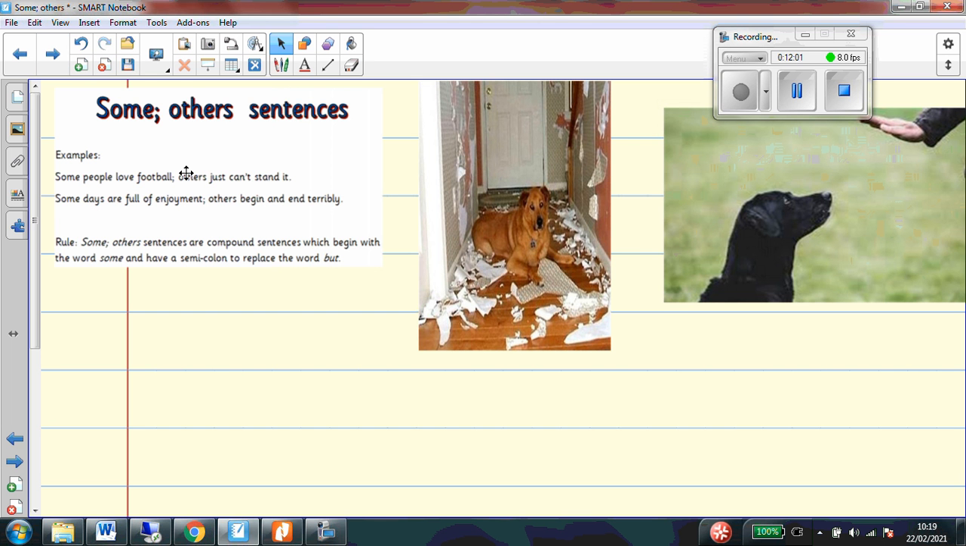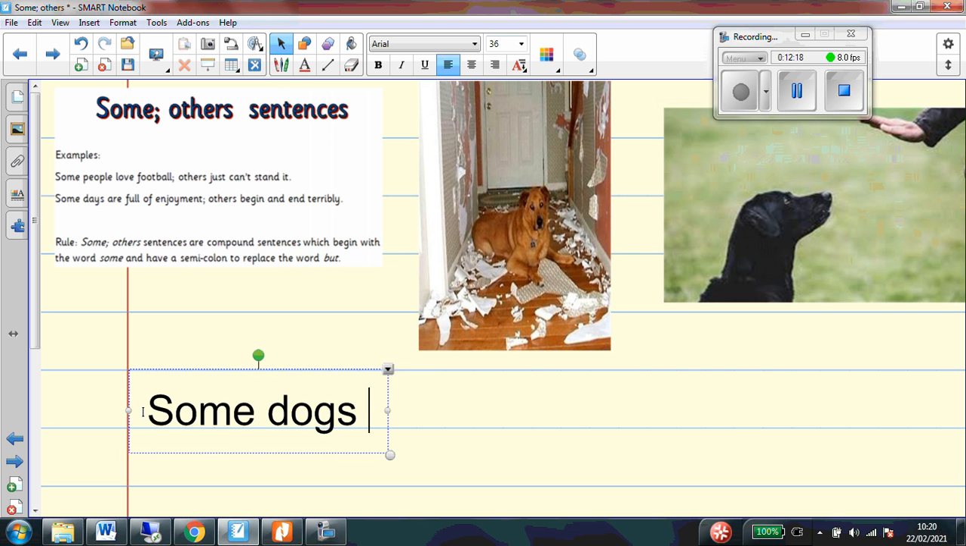Okay, oh goodness me, look at this dog. What has it been up to? I can think of a comparison straight away for these dogs. Right, I'm going to start my sentence by saying some dogs are obedient. Can you remember what that word obedient means from our lesson yesterday?